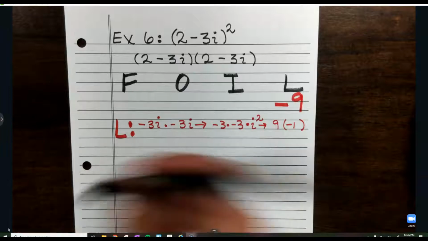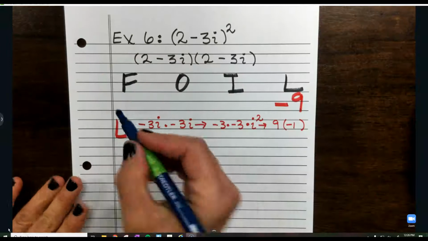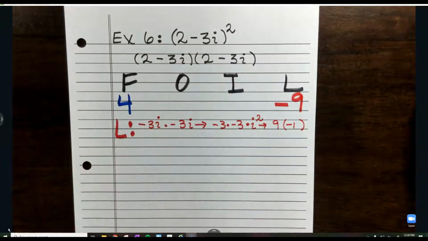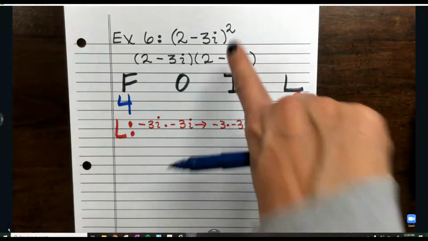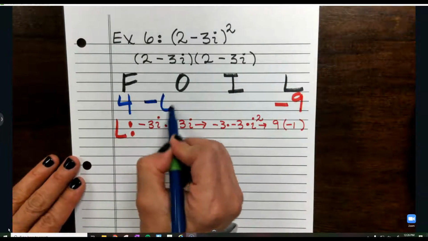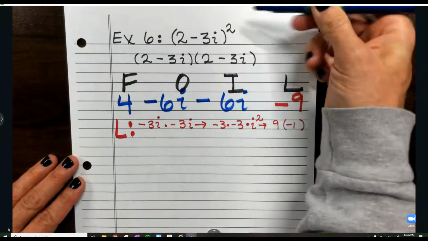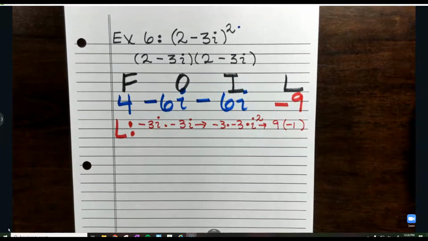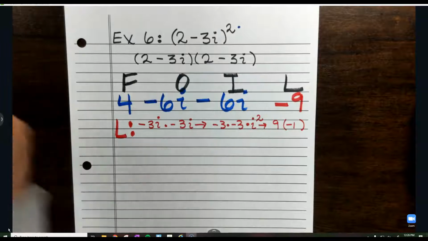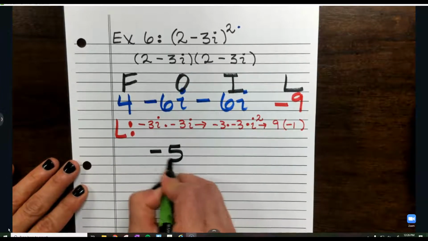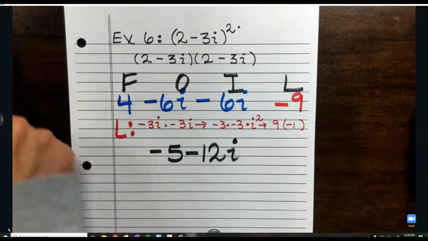Okay, now the rest of the part is easy. 2 times 2 for the first terms, that's just a 4. The two outside terms together, a positive 2 times a negative 3i is negative 6i. They both are very good, and it is always going to be like that when you square a binomial. The two inside terms are going to be identical. So when we combine the real part, it's going to be negative 5, and your imaginary part is minus 12i.